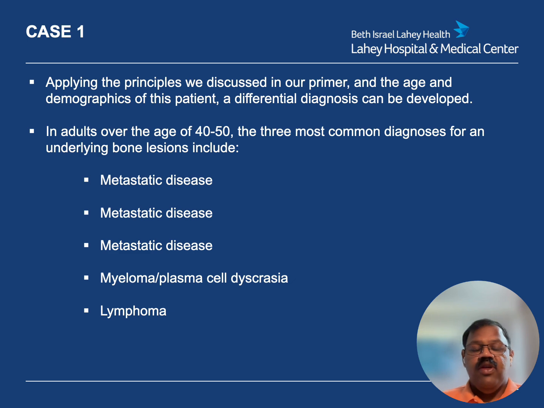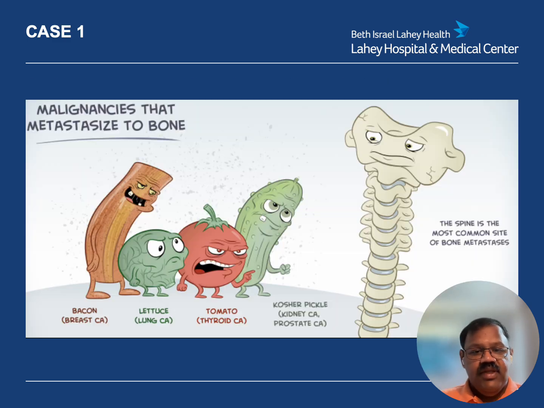And so in patients that are aged over 40 or 50, the most common diagnoses for an underlying bone lesion really are number 1, 2, and 3, metastatic disease. By and far, metastatic disease is the most common etiology for an aggressive appearing bone lesion. Next is myeloma or plasma cell dyscrasia, and lastly is lymphoma. So based on that, I think we would all agree that this is highly concerning for underlying metastatic disease.